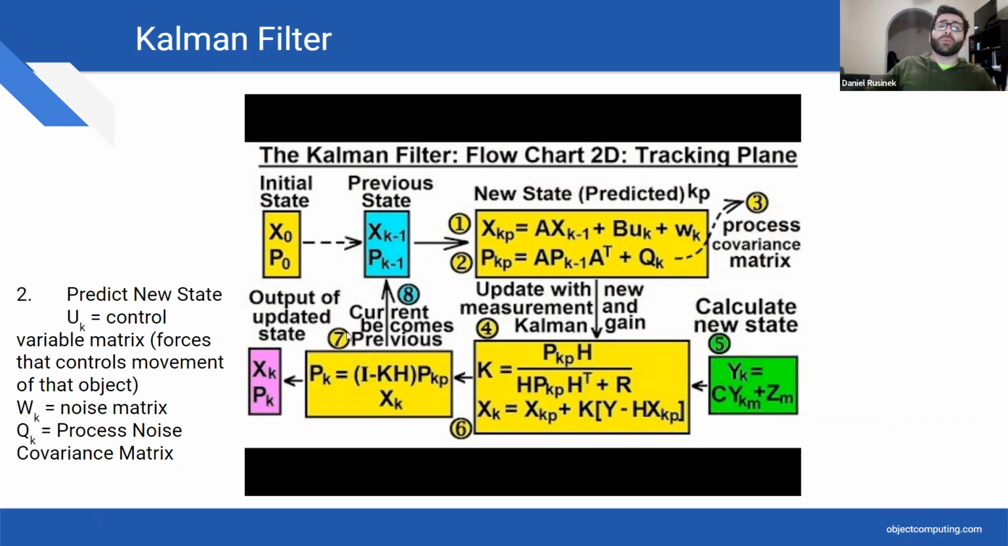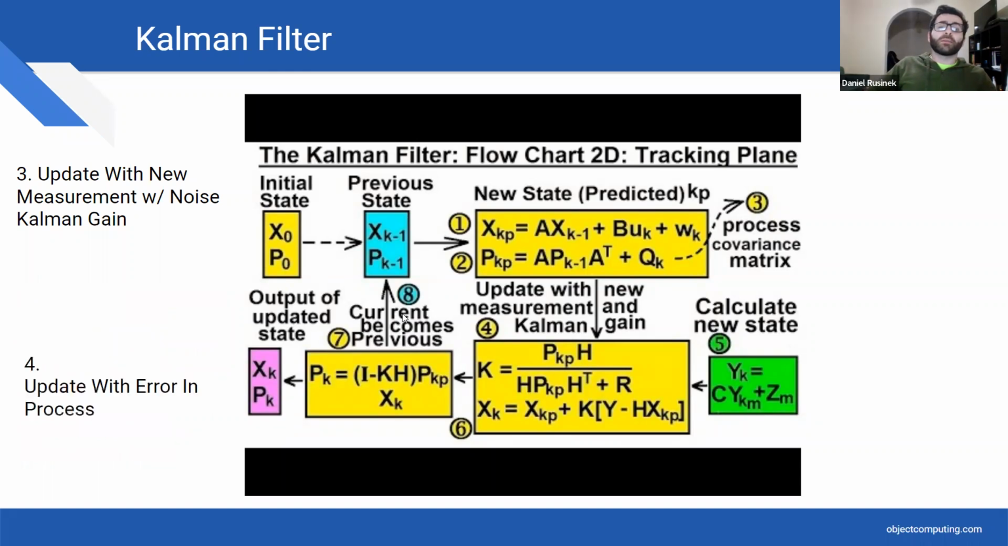Then you pass it through your Kalman gain. So you update with a new measurement with your noise, your Kalman gain, which we already went over. And then you update with the error in your process. And so then you basically repeat until you start getting to where your measurements are very accurate according to your Kalman gain, and you will then converge on the correct answer.